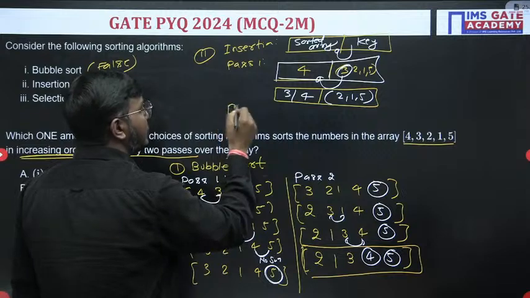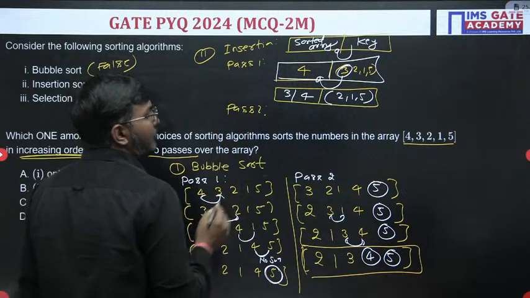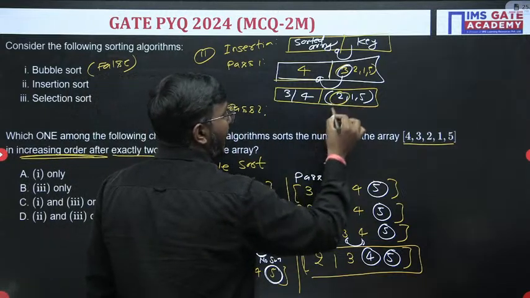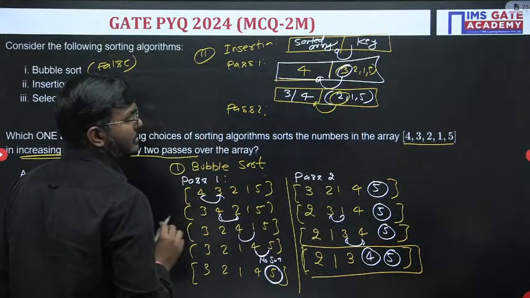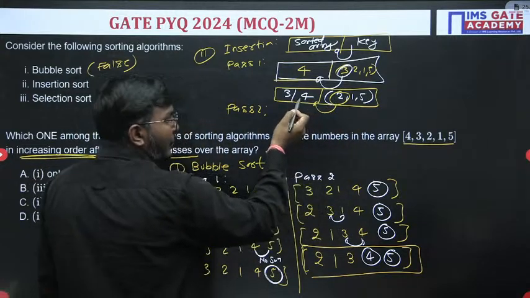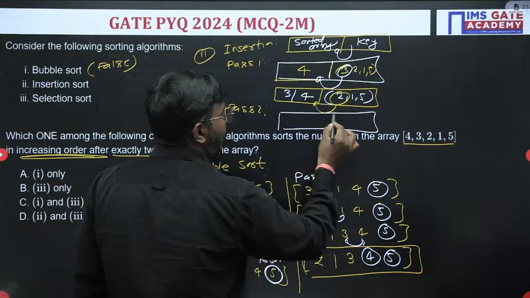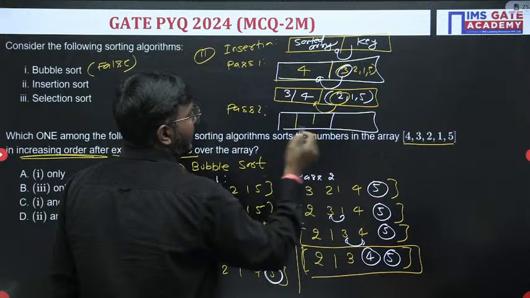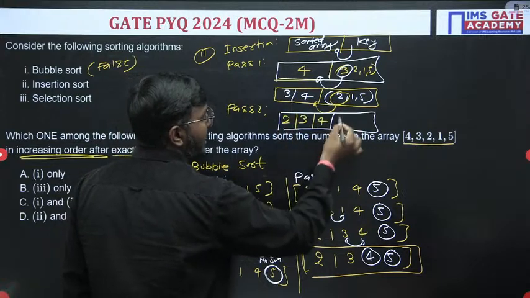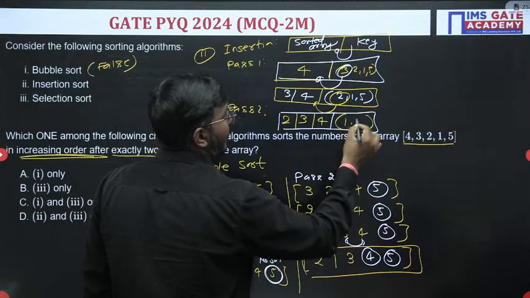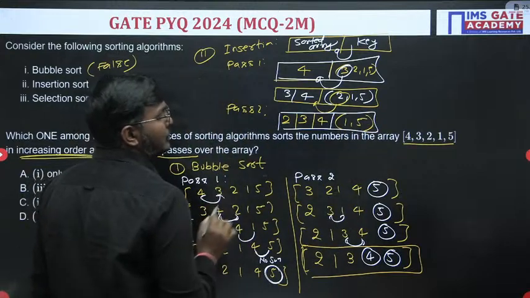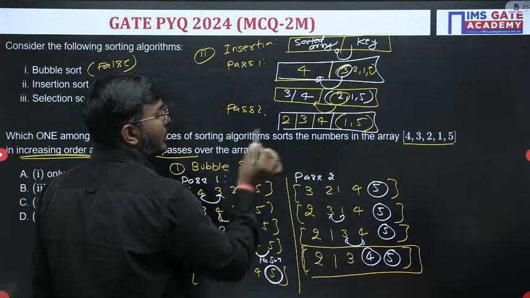Then pass 2. How will pass 2 work? For pass 2, I will take the 2 and try to insert it into the sorted array. The 2 is compared with 4, then swapped, then compared with 3, then swapped. The result of pass 2 is 2, 3 and 4 in the sorted array, and the remaining keys are 1 and 5.